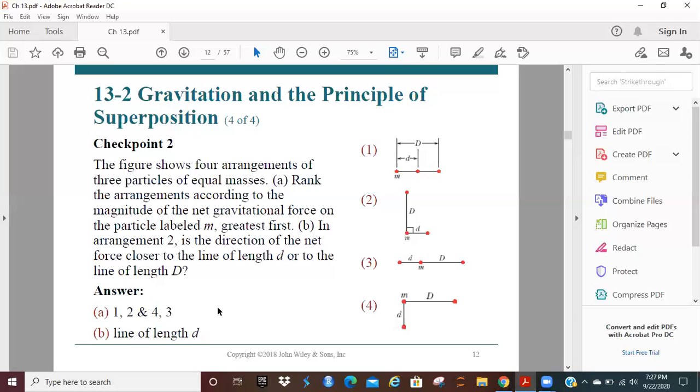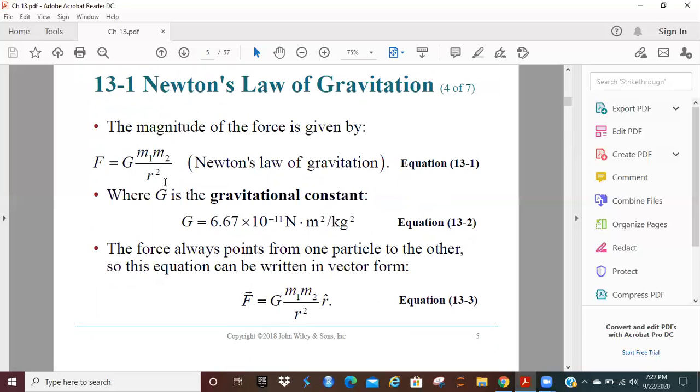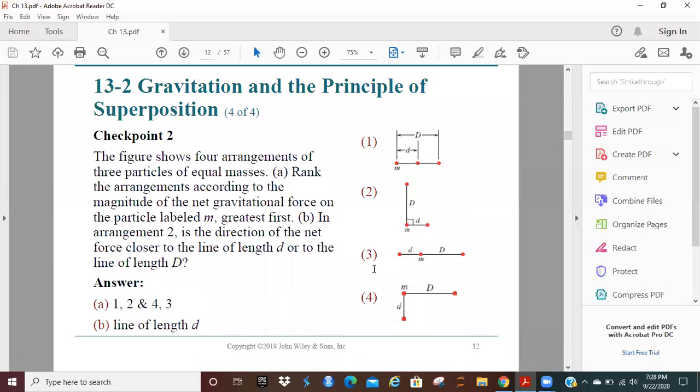For part B, if you look at arrangement 2, is the direction of the net force closer to the line of length D or to the line of length big D? The reason the answer is the line of length D is, again, look at your definition of gravity. The smaller this value is, the bigger this is going to be. If the masses are the same in the top, the smaller this is, the greater this is. That's why it's going to be pulling a little bit stronger towards this mass than it will be this one, and it's due to the distance.